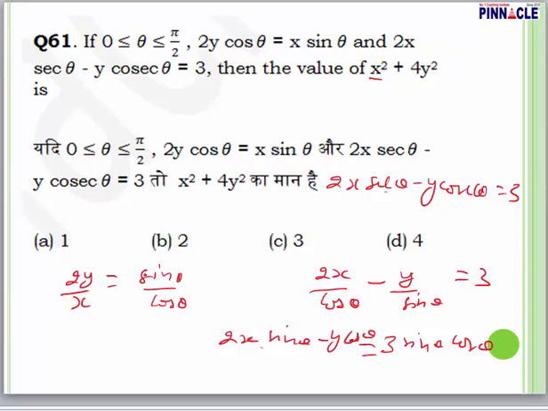Now you can put the value. If you go this side, then it will go this side. So x sin theta is equal to 2y cos theta, but here we have 2x sin theta. So make it 2 sin theta, in other words 2x sin theta, then it would be equal to 4y cos theta. In place of 2x sin theta you can write 4y cos theta.